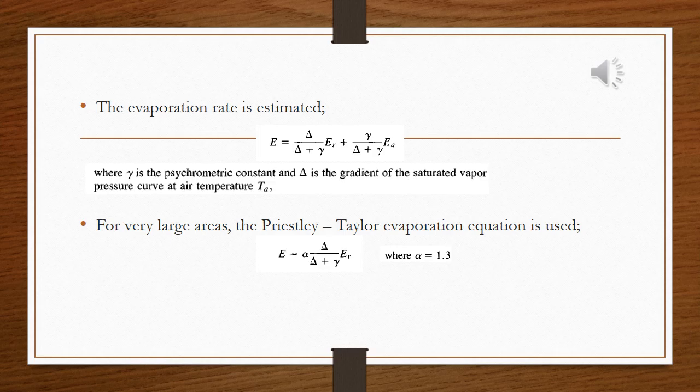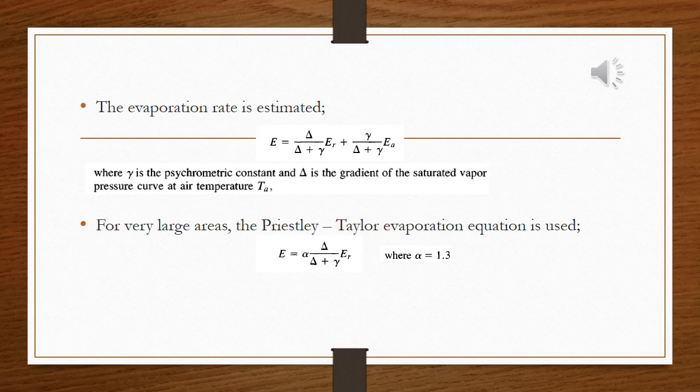So when we use these two equations, we are going to obtain the combined method evaporation rate. Here gamma is the psychrometric constant and delta is the gradient of the saturated vapor pressure curve at air temperature TA. For very large areas, the Priestley-Taylor evaporation equation is used.